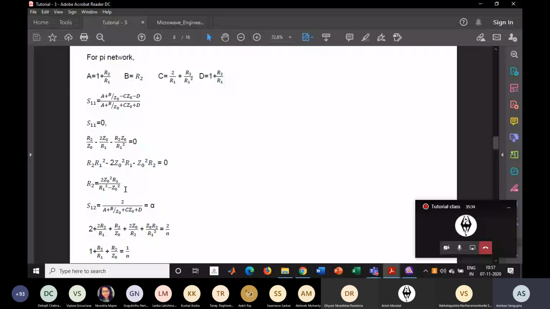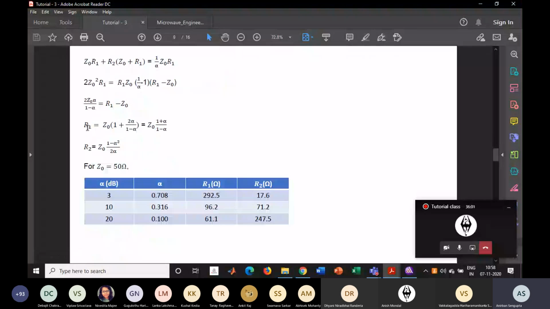from the previous one, that is R2 equals 2 Z naught square R1 by (R1 square minus Z naught square). You will find out one simplified equation, and then again manipulating, you will find out the two equations for R1 and R2, which will come out like Z naught into (1 plus alpha) by (1 minus alpha), and R2 will be Z naught into (1 minus alpha square) by 2 alpha. And it is already told that Z naught you have to use as 50 ohm, and again you put the values of alpha, you will find out the values of R1 and R2 for the pi network.